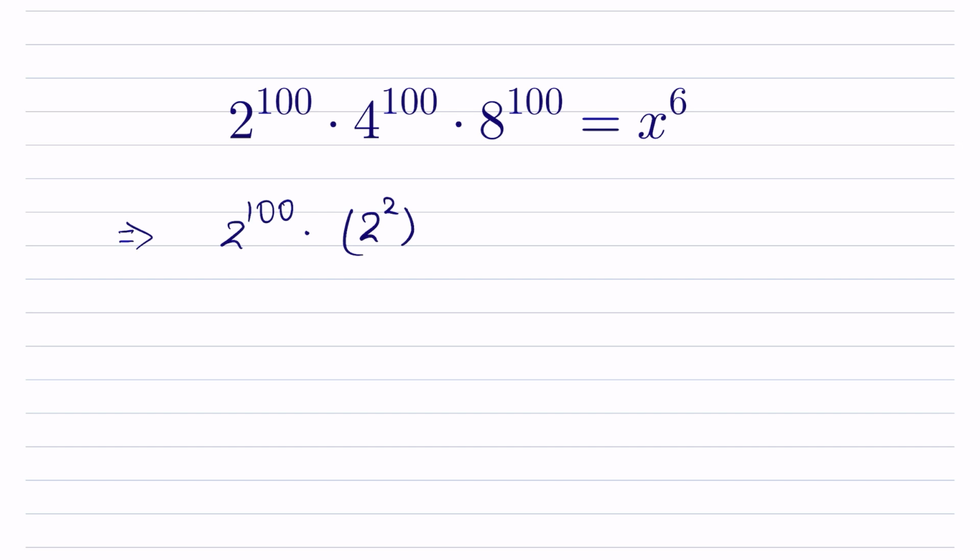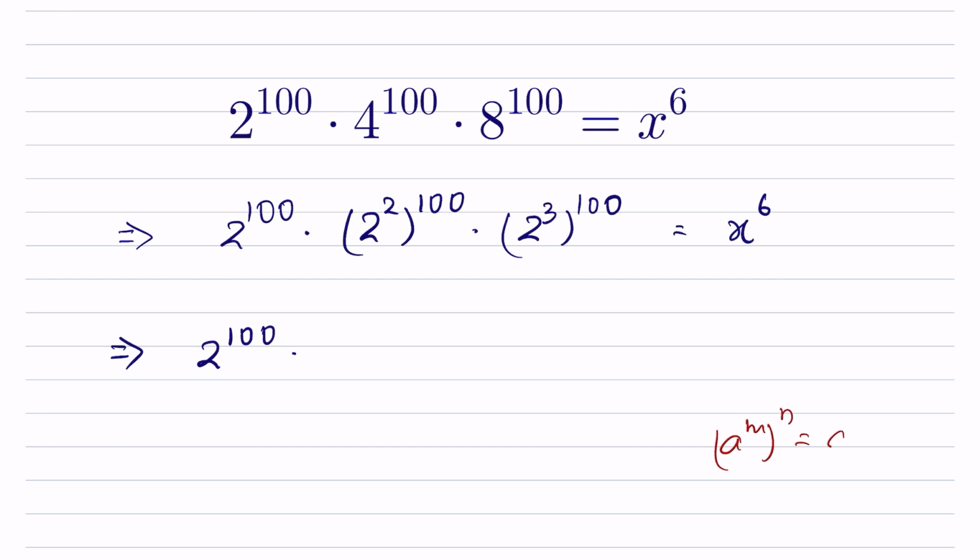2, then whole to the power 100, then times 8 as 2 to the power 3 whole to the power 100 is equal to x to the power 6. When a raised to the power m whole to the power n, it is equal to a to the power m times n. So this will be 2 to the power 200 times 2 to the power 300 is equal to x to the power 6.